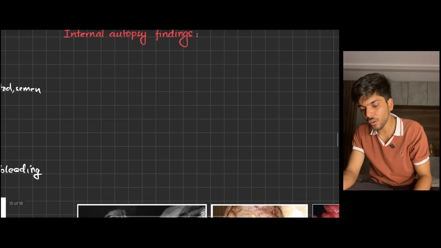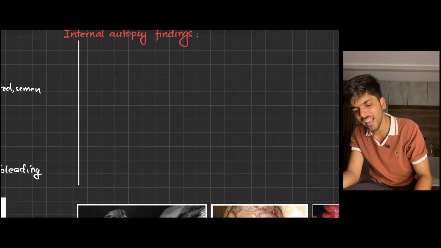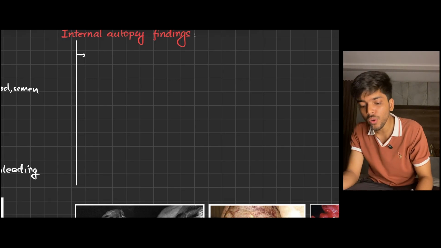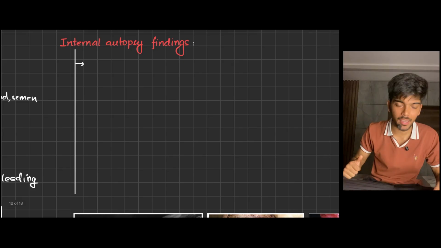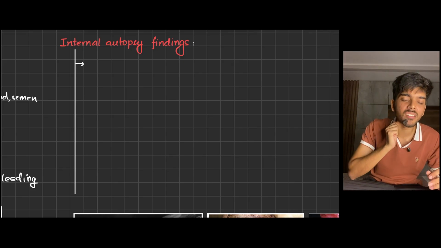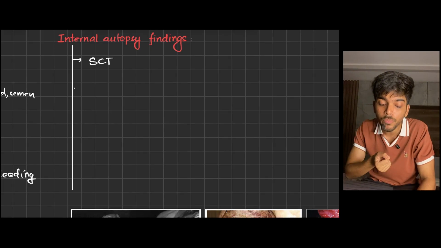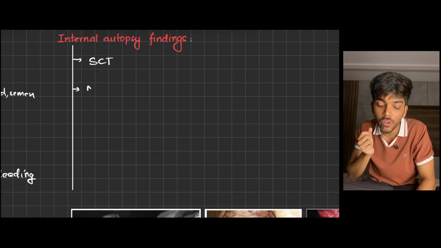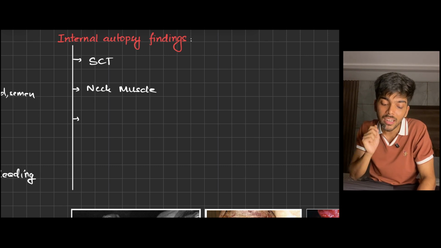Next, internal autopsy finding. And in any case of neck compression, I repeat, in any case of neck compression, you look at the internal autopsy finding on the basis of layers of the neck. See, you already saw the skin in external autopsy finding. Now you remove the skin, what do you get? Subcutaneous tissue. You remove the subcutaneous tissue, what do you get? You get neck muscles. You remove the neck muscle, what do you get? You get cartilage and bone.